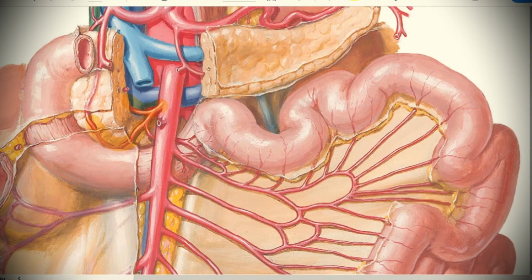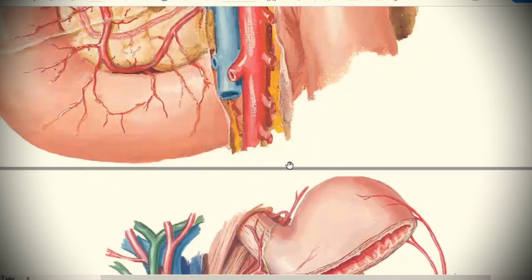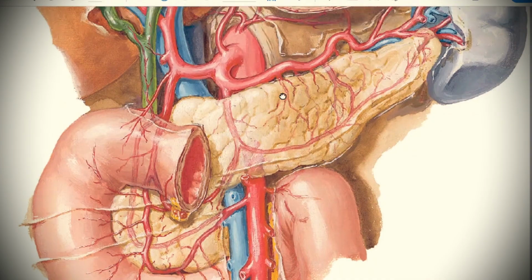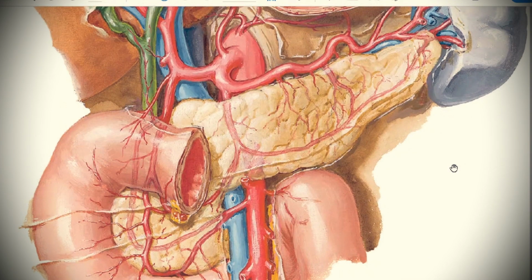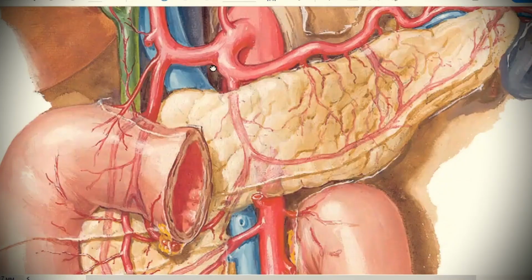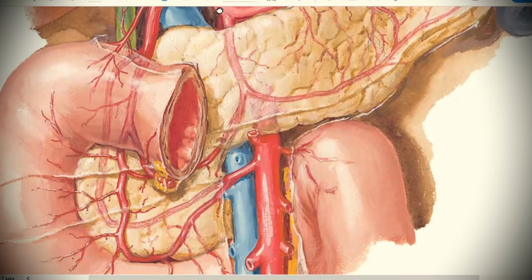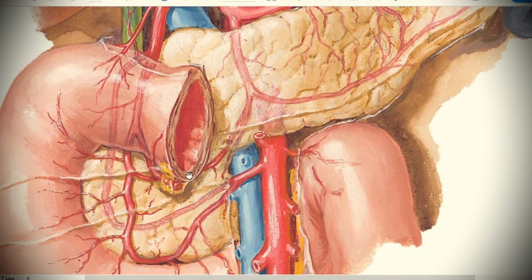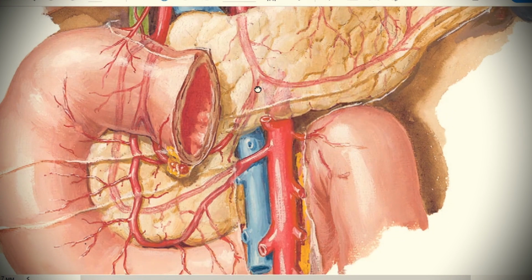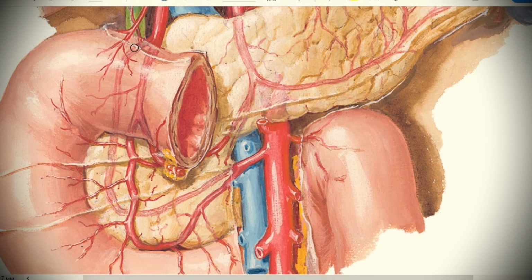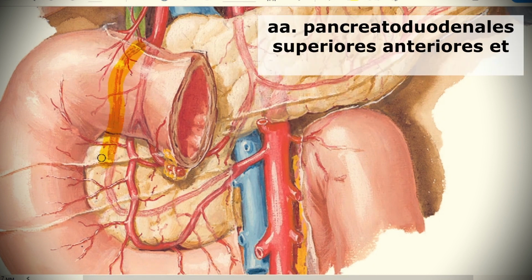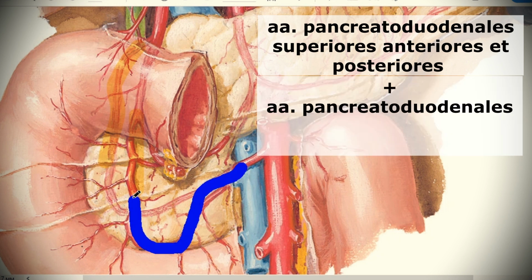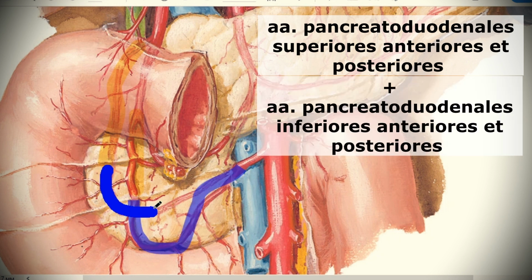And now we can describe the supply of the pancreas. As you can see, the pancreas also has a very complex supply, with a lot of arteries from different sources. If we start with the head of the pancreas, it has a lot of sources of supply. From above it has arteria pancreatoduodenalis superior anterior and posterior. From the inferior side it has arteria pancreatoduodenalis inferior anterior and inferior posterior from the superior mesenteric artery.